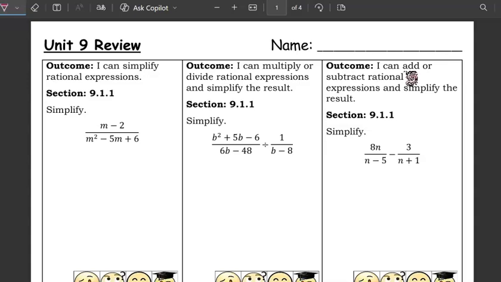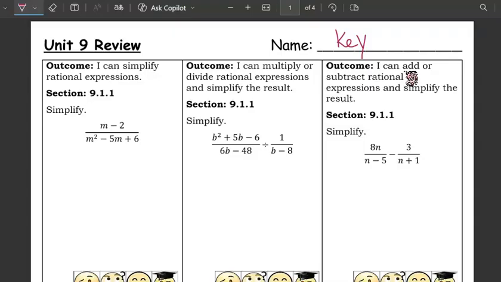Unit 9 review. Outcome: I can simplify rational expressions. Simplify (m - 2) over (m squared - 5m + 6).